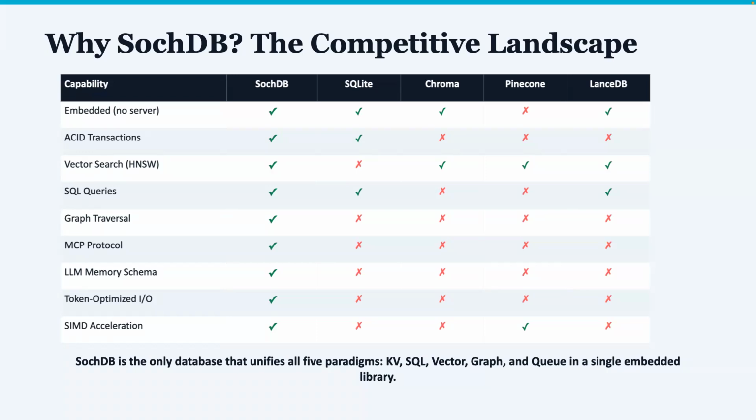Another thing is vector search. Vector search is available on Chroma, but not available on SQLite. Again, you have to add an additional plugin if you need vector search. The next thing is that Chroma, Pinecone, and LanceDB have that search because they are vector databases, right? So they give you an API to search that database. The second thing is SQL query support. It's only available in SochDB, SQLite, and LanceDB, whereas other DBs don't have it.